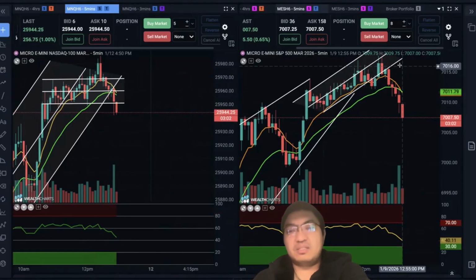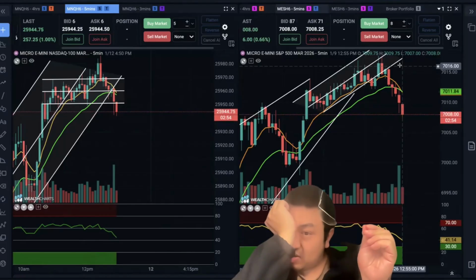Sometimes ES has a deep retest. Sometimes NQ has a deep retest. This is very difficult to say.